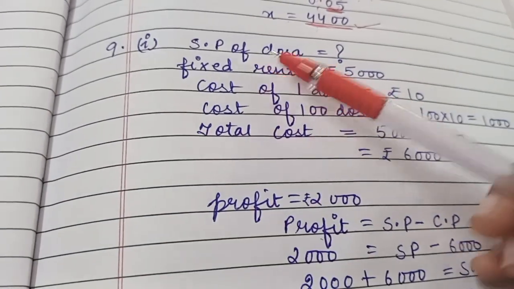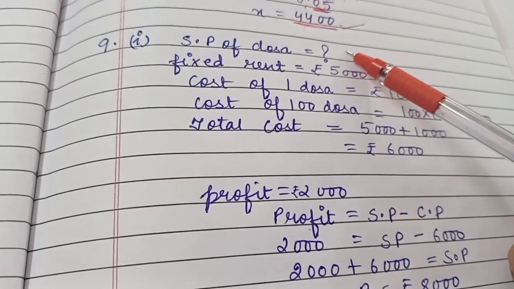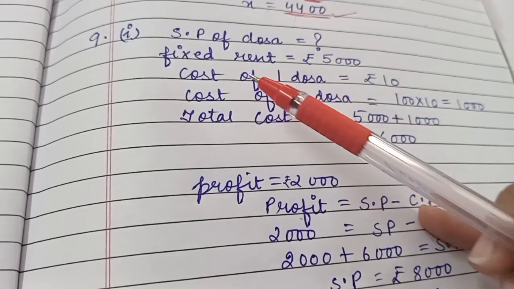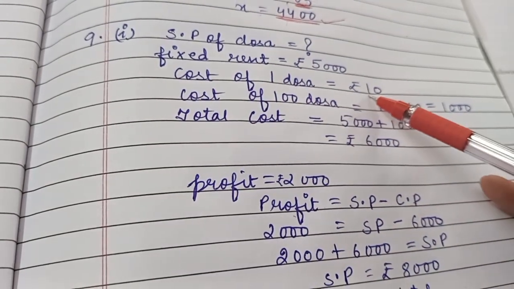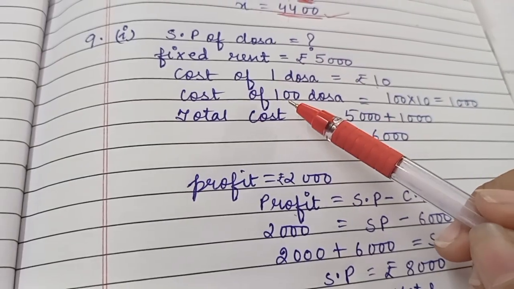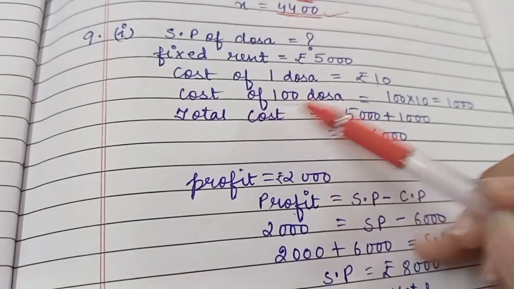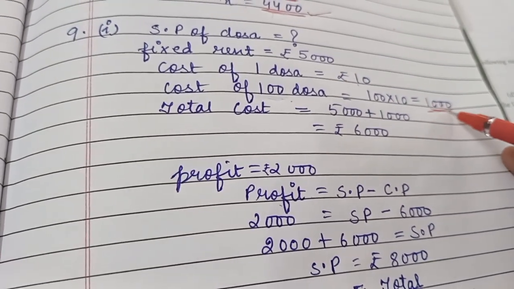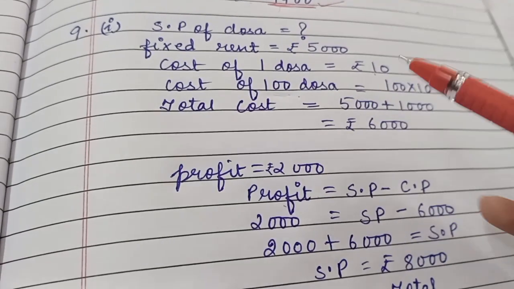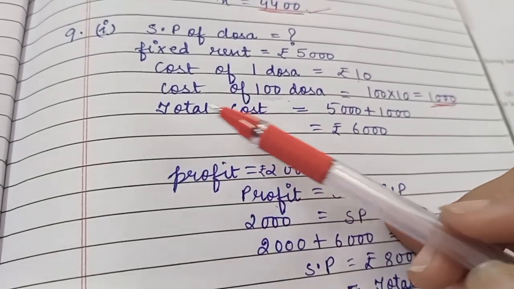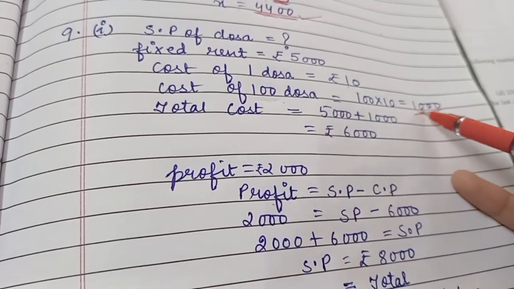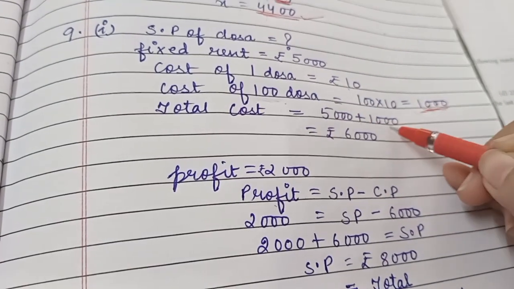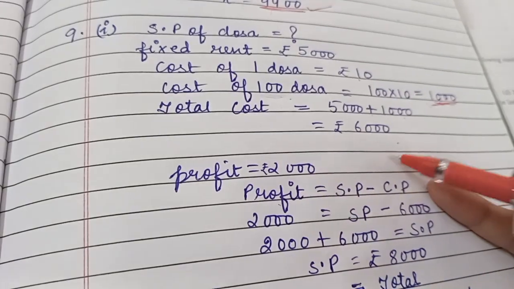That is what they have asked you in the first part, the selling price of one dosa, correct. Fixed rent was given for one day, that is rupees 5,000. Cost of one dosa is also given, rupees 10. But how many dosas do you have to sell? 100. So we are going to find the cost of 100 dosas, that is 100 multiplied by 10. How many? 1,000. This is the cost, rupees 1,000. What was the total cost price? The total cost price will be the cost of 100 plus the fixed rent, that is 5,000 plus 1,000, 6,000 rupees is the total cost price.